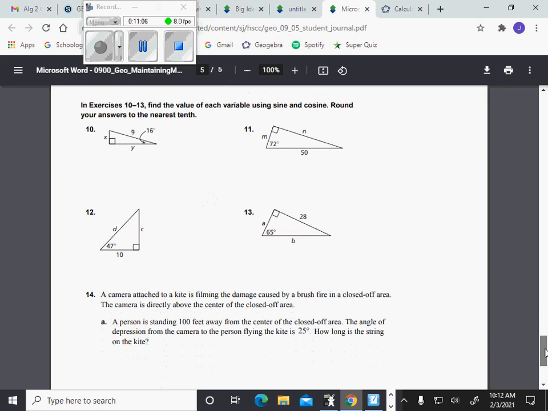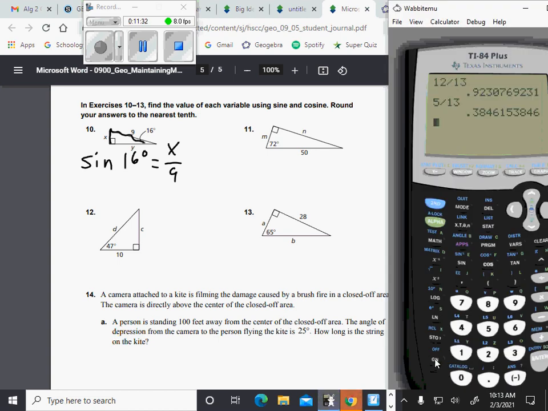Down here, number 10. Find the value of each variable using the sine and cosine. Round your answers to the nearest tenth. Okay, so the sine of 16 degrees is equal to x over 9. So we have to multiply 9 by the sine of 16 to get our answer. 9 times the sine of 16 equals 2.48. So x equals 2.48.